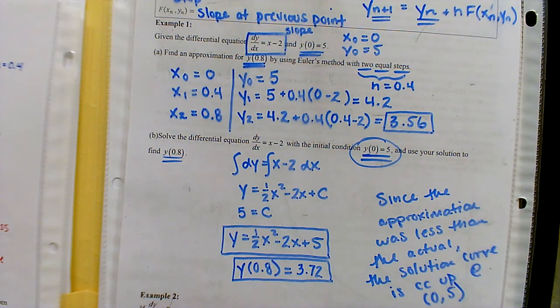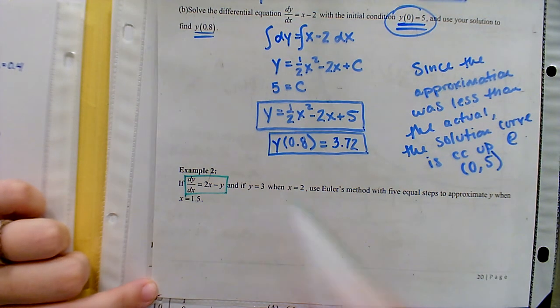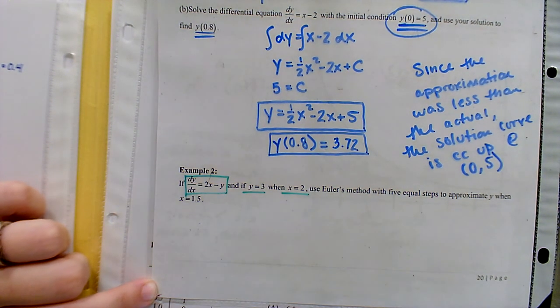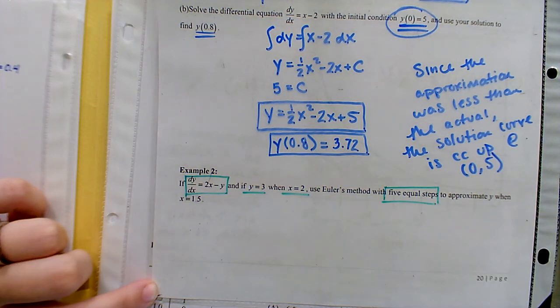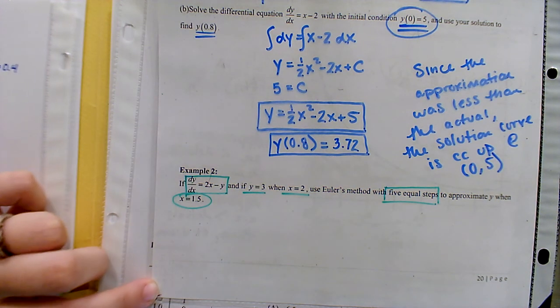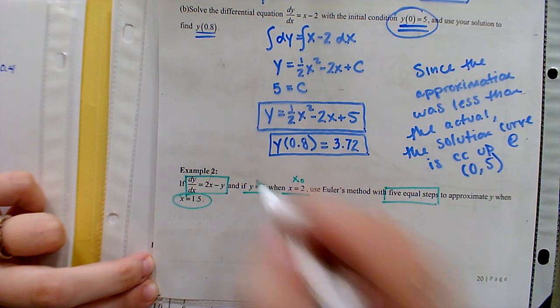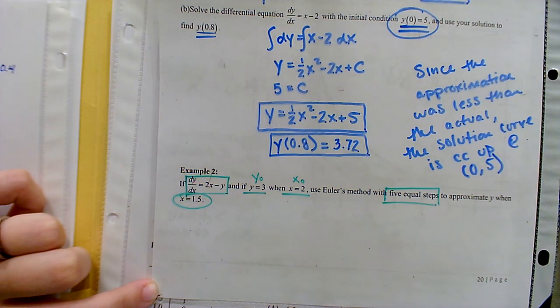We doing okay? All right, let's go ahead and try another one. Let's see, our slope equation, our differential equation is given to us. And if the y value is 3 when the x value is 2, you use Euler's method with 5 equal steps to approximate the y value when x is 1.5. Okay, so it looks like we're starting with an x value of 2. We want to approximate an x value of 1.5. And we need 5 steps or 5 iterations, 5 processes to get us there.